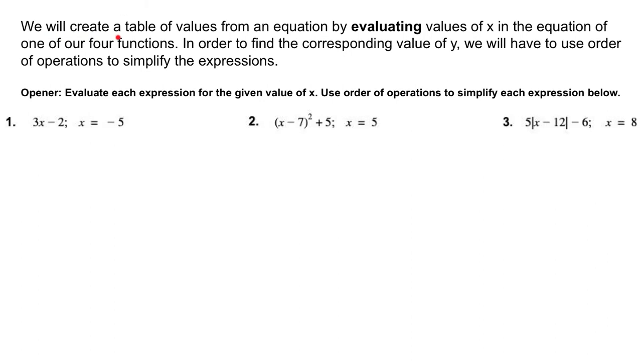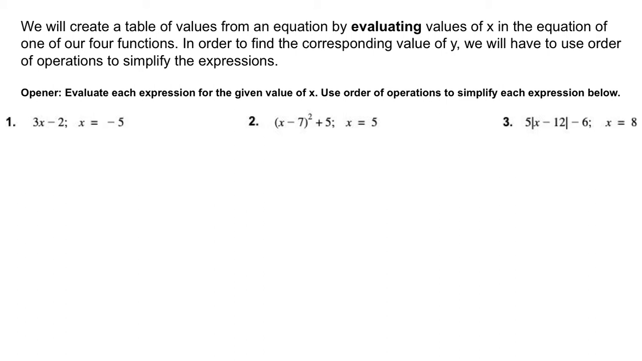In our lessons today, we will create a table of values from an equation by evaluating the values of x in an equation of one of our 4 functions. In order to find the corresponding y value, we have to use order of operations to simplify the expression. We're going to do part of that, one step of that, with these 3 examples. So when I see 3x minus 2, this is one of our function types, and we'll look at that more in this lesson. We're evaluating x equals -5.